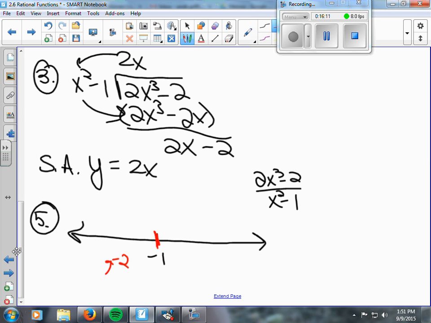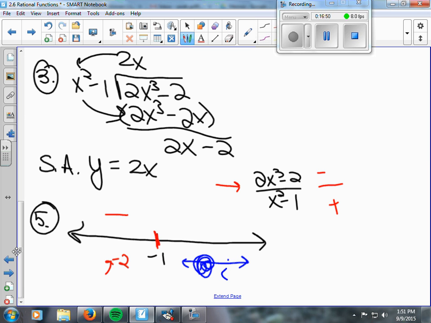I'm going to take -2 and plug it into my expression, and I decide whether I get a positive or a negative. In the numerator, I'd get a negative. -2 cubed is -8, so I have negative something minus something else. So that's like negative something over 3, because -2 squared is 4, 4 minus 1, positive. So I have a negative over a positive, and a negative divided by a positive is negative. The next number I'm going to test is a number between -1 and infinity, like 0.